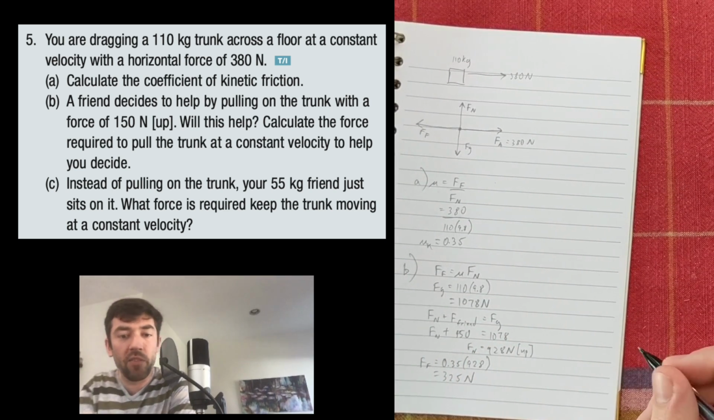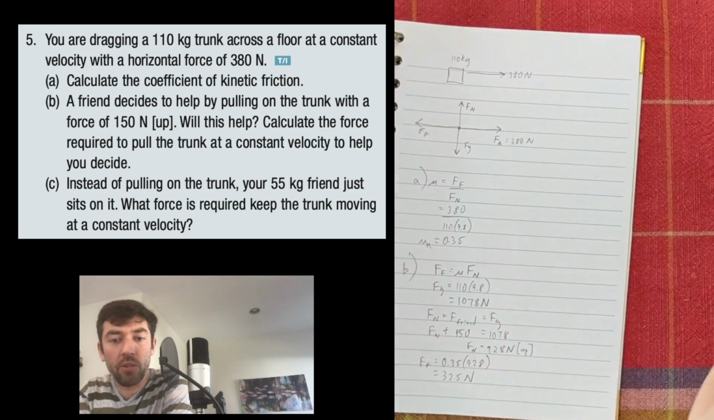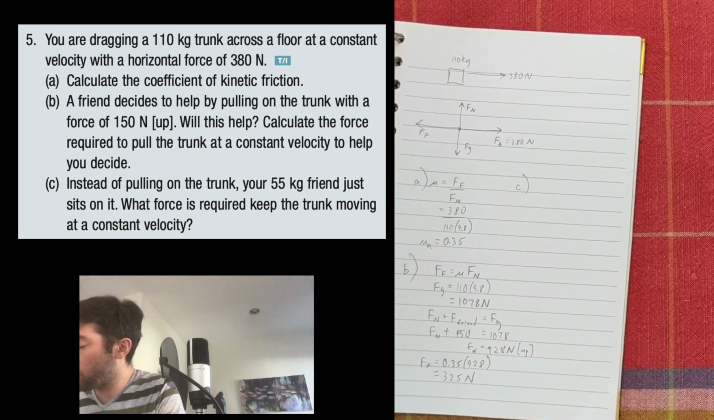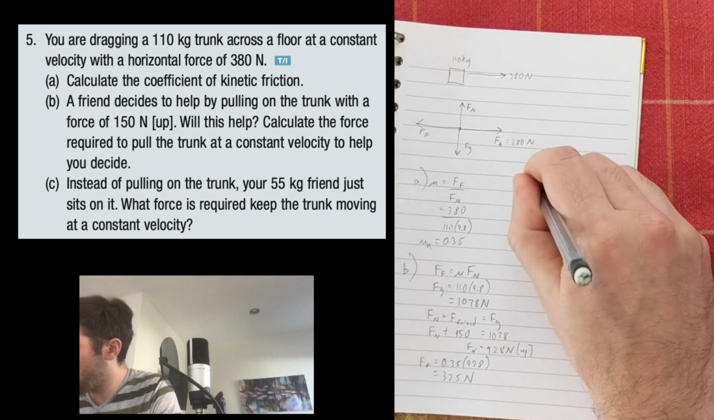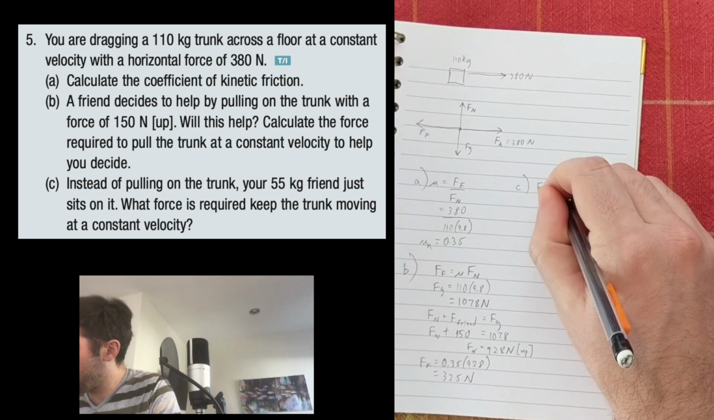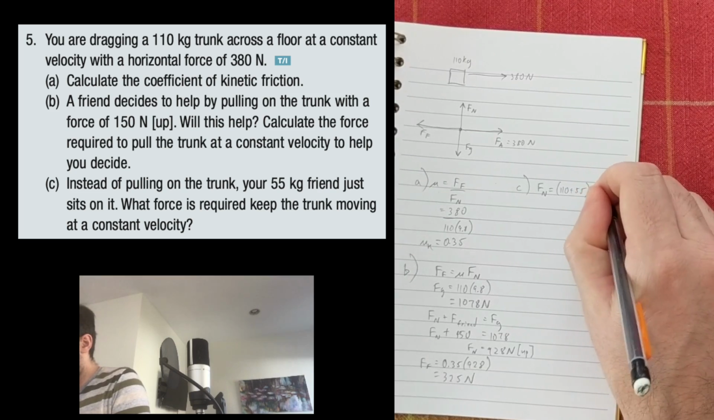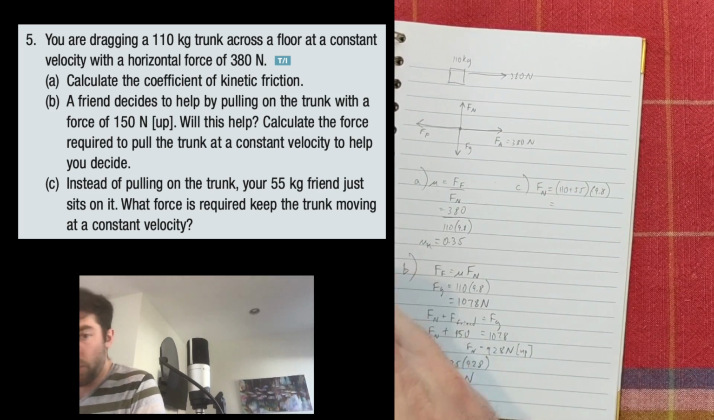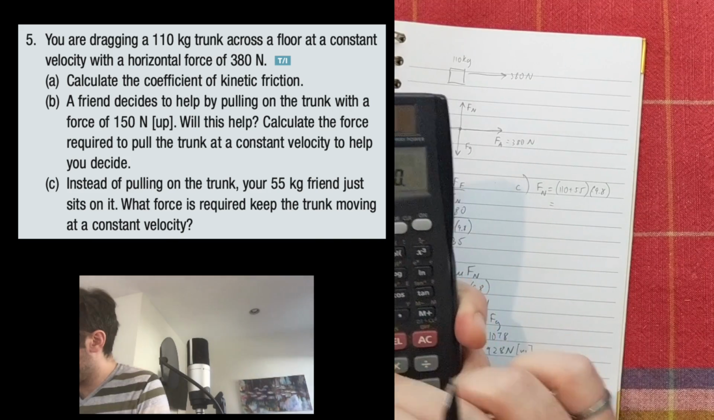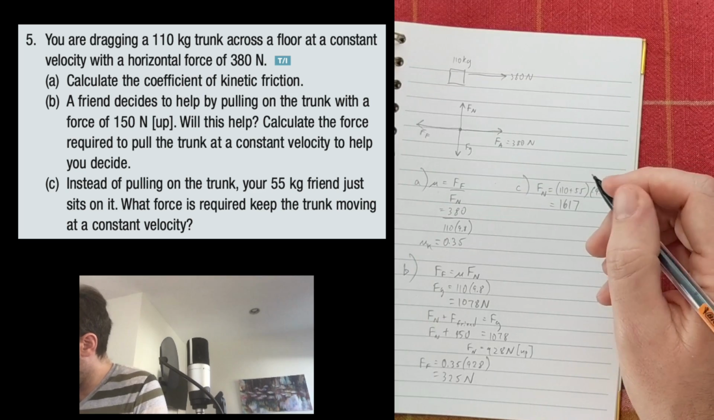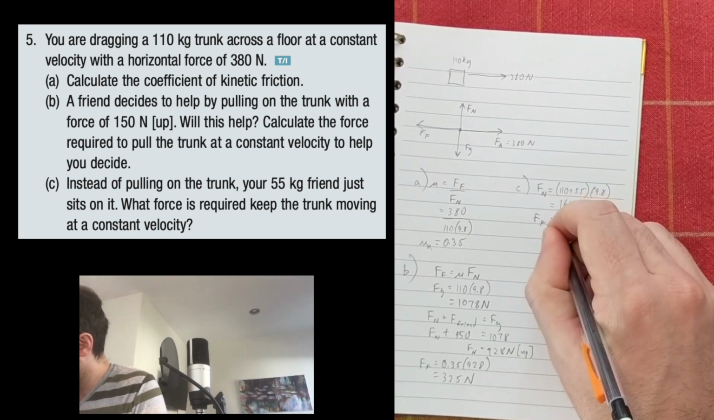Okay, part C. Instead of pulling on the trunk, your 55 kilogram friend just sits on it. What force is required to keep the trunk moving at a constant velocity in this case? Once again, this is just going to affect the normal force. So the normal force equals mass, which is 110 plus 55, times 9.8. So 165 times 9.8 is 1,617. And frictional force equals mu Fn, so that's 0.35 times 1,617.